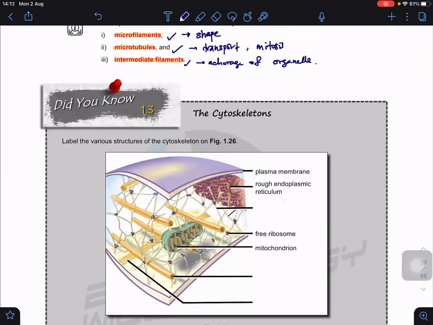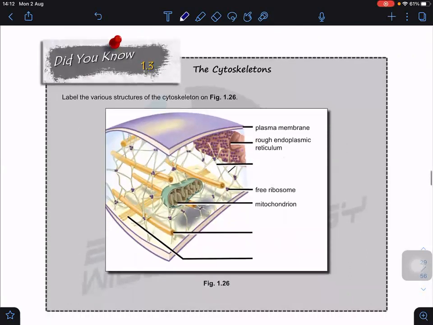Okay, based on the explanation just now about microfilaments, microtubules, and intermediate filaments, can you try to label them? I assume you guys have done the labeling. Again, how do you identify the structure? First of all, you can see the organelles. These organelles are attached, stabilized, or anchored by these filaments. So these are the intermediate filaments. They are something like support, making sure the organelle is at the correct position.